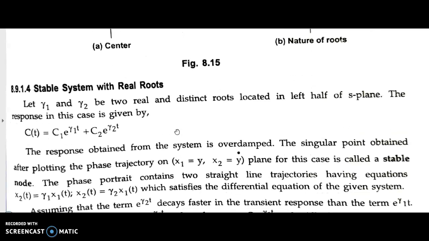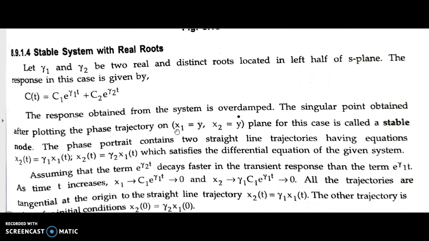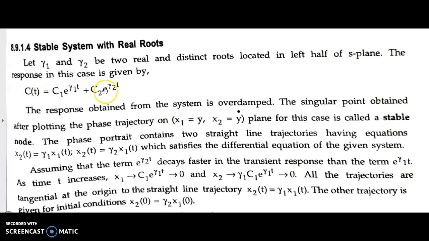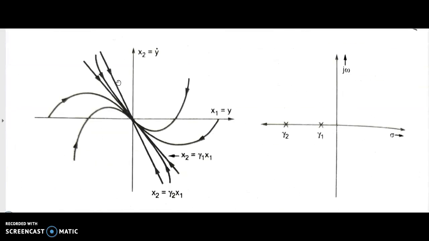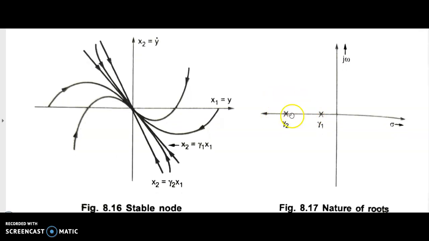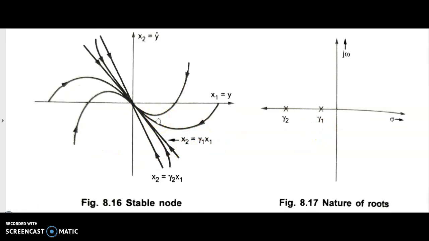When we call it stable, with real roots, the solution is c1 e raised to gamma 1 t plus c2 e raised to gamma 2 t. For this type, both are real roots, no imaginary term. Real roots are present only on the left side. The system is stable. For this type of roots you will get this type of stable node, that is the phase portrait graph. Either way, for the roots you will get a graph.